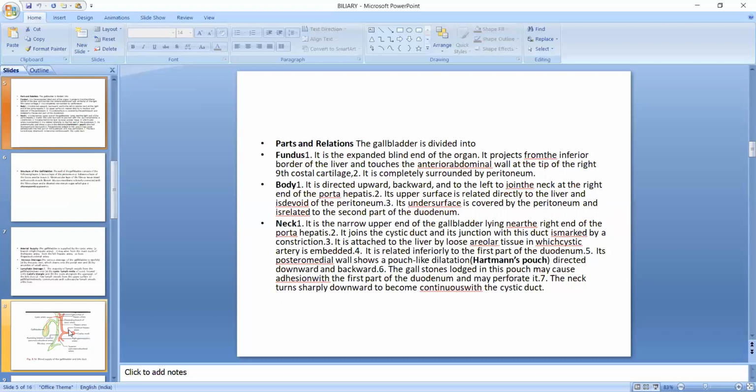Its posteromedial wall shows a pouch-like dilation called Hartmann's pouch, directed downwards and backwards. A gallstone lodged in the pouch may cause adhesion with the first part of the duodenum and may perforate it. This is a clinical condition, and the neck turns sharply downward to become continuous with the cystic duct.